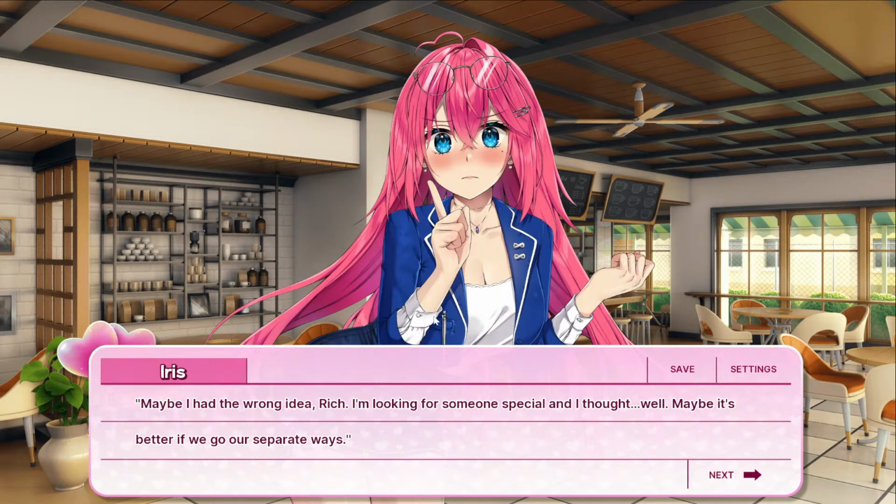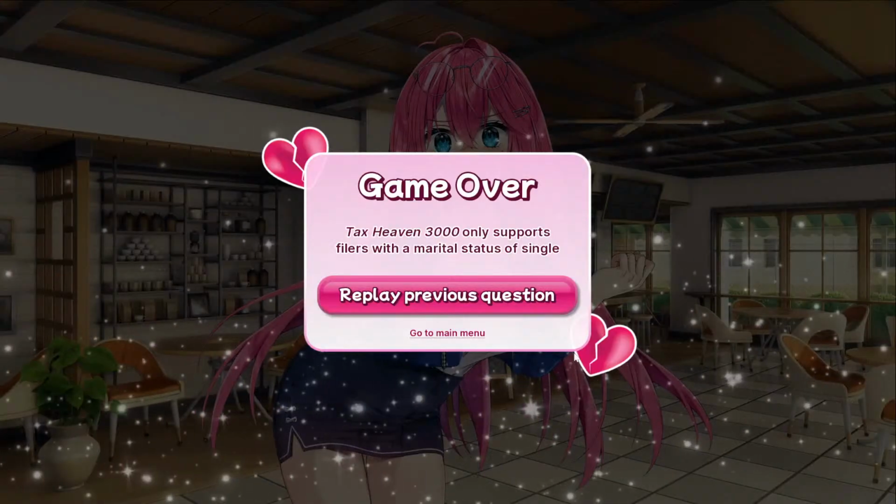I think... What did it say in the beginning? That it's only for... What's it called? Individual income tax return. Okay. Singles without dependents. Multiple, okay. Multiple endings? What kind of multiple endings would there be? Okay. Better if we go our separate ways.